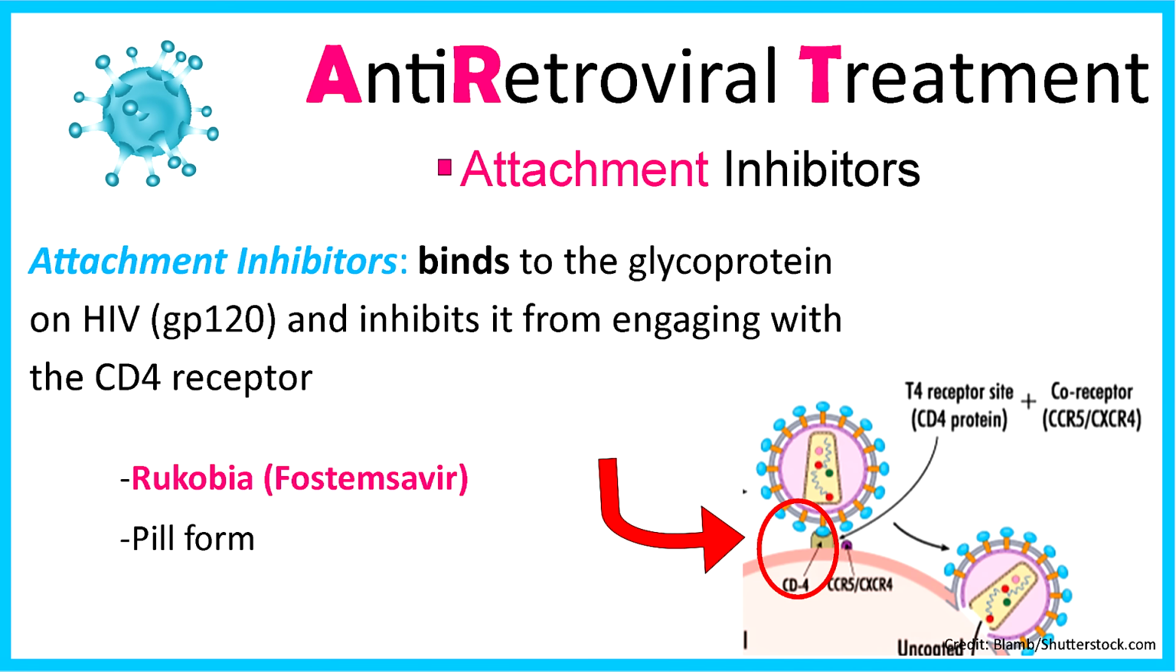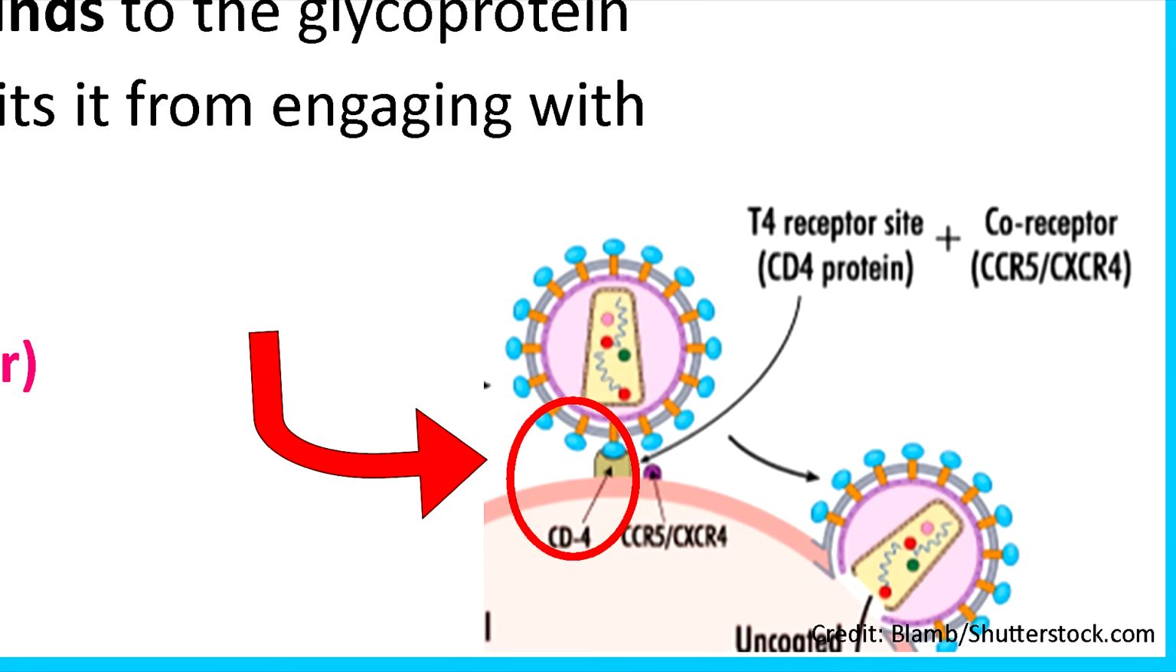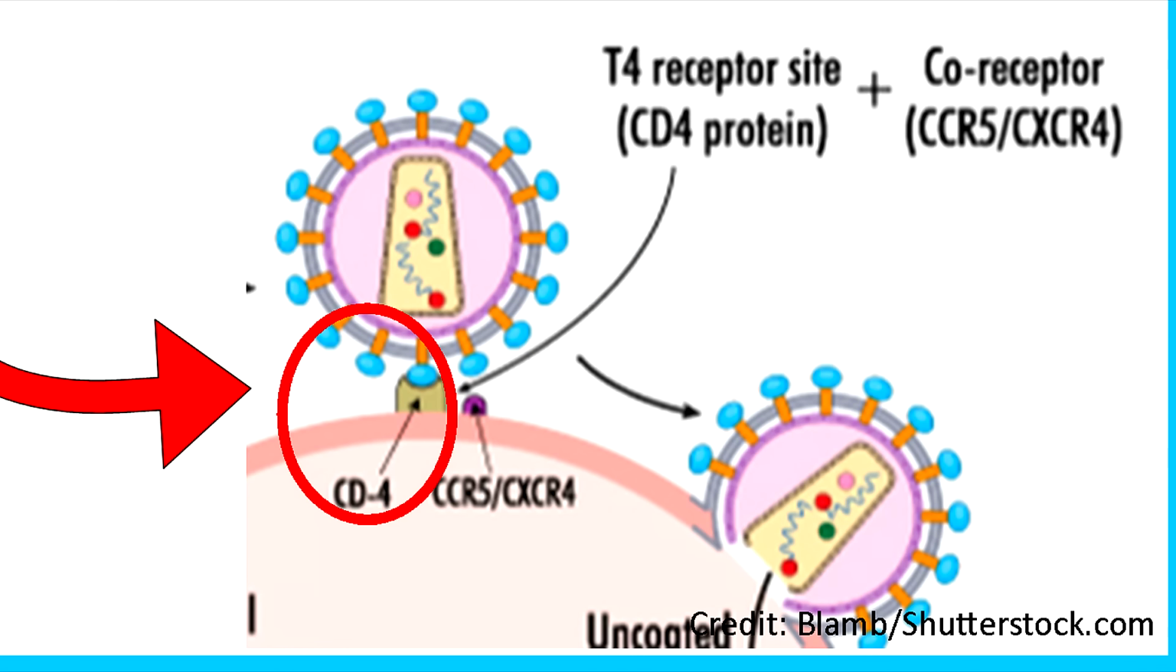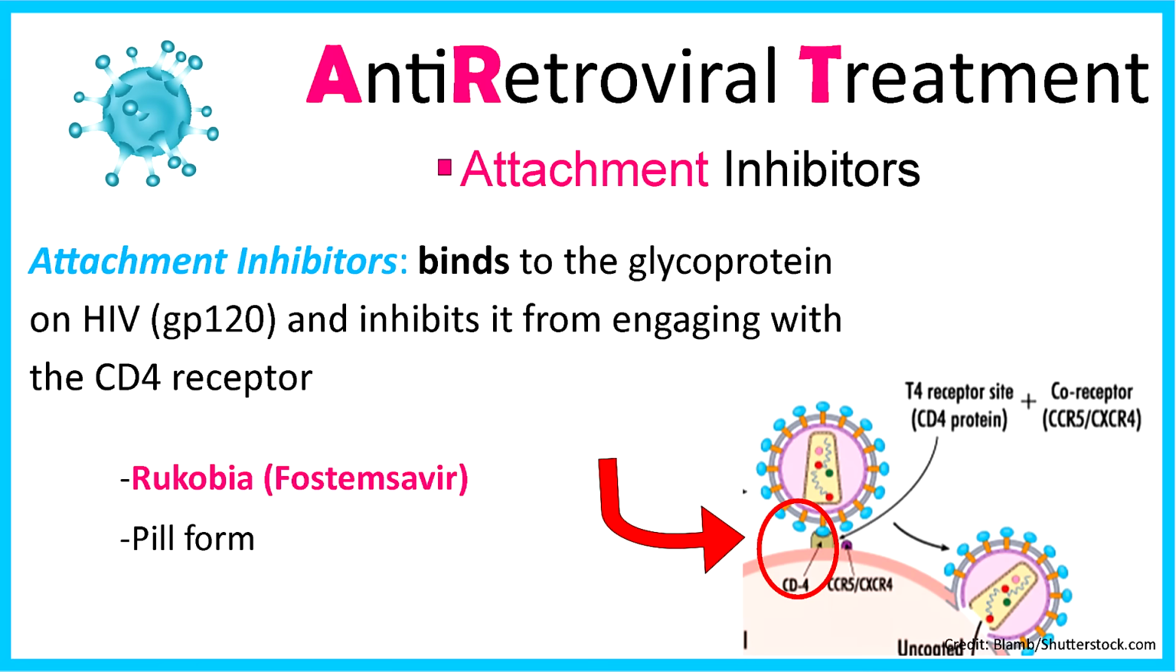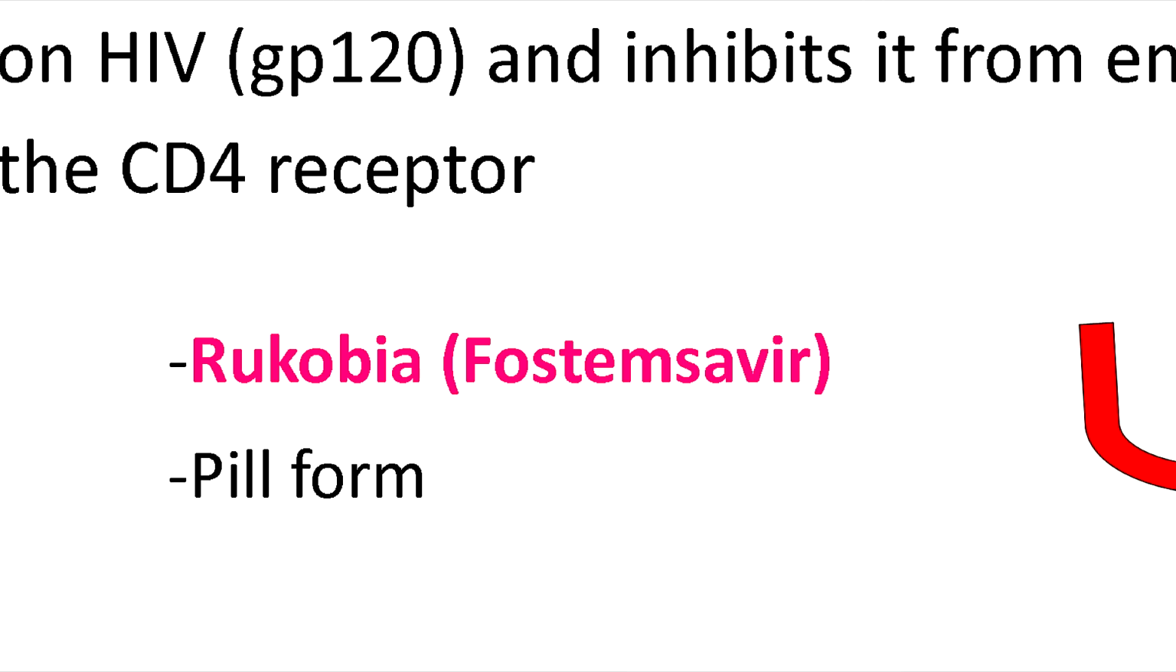Then we have the attachment inhibitors. So it works a little bit different, but overall it's going to stop the attachment of the HIV virus to those receptors. It's going to bind to the glycoprotein on HIV, which again was what? GP120, and it's going to inhibit it from engaging itself with the CD4 receptor. And a medication that does this is called Rukobia, and it comes in pill form.